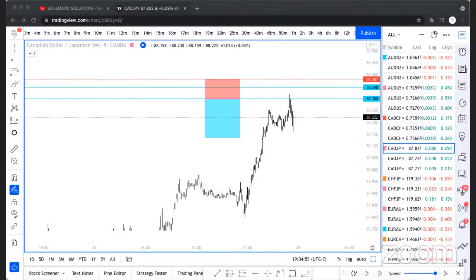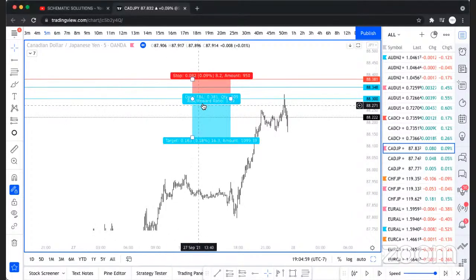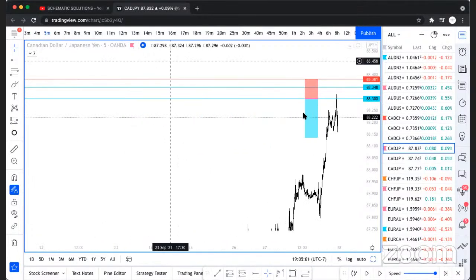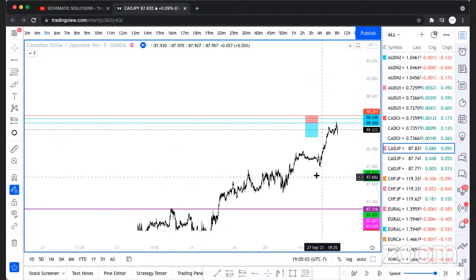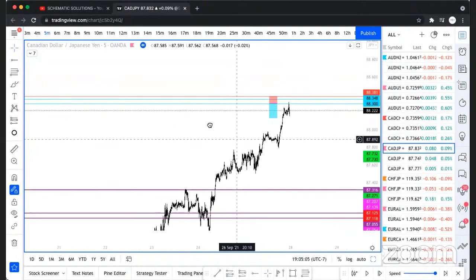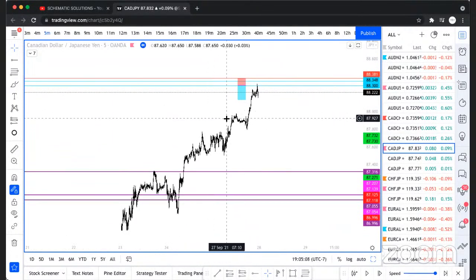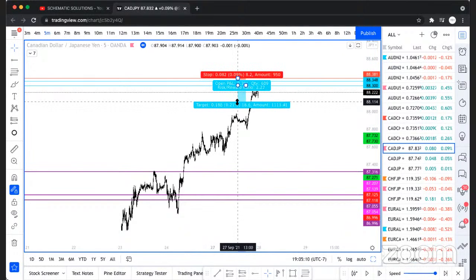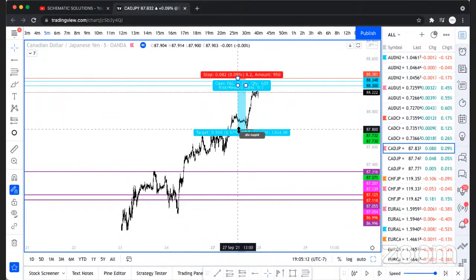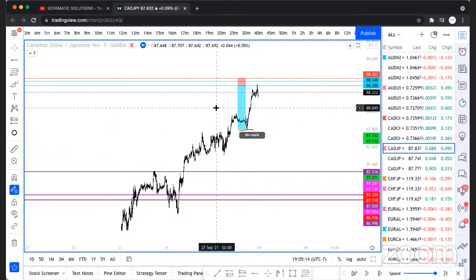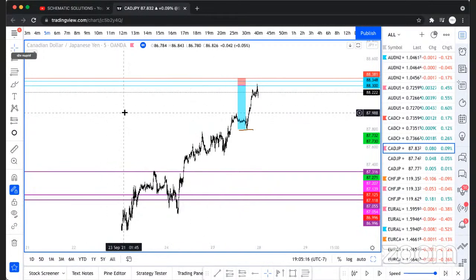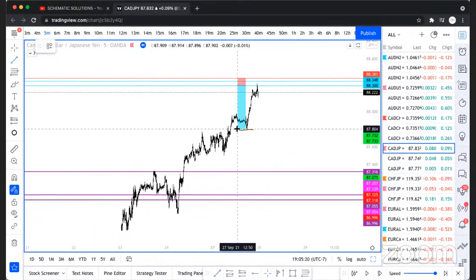Okay. So first things first, based off of us being tapped in, we could zoom out a little bit. When are you looking to take your first partials? How are you looking to manage this trade? Right here. Perfect. So first partial is about a 1 to 6. Yeah. Nice. So now where's your second partials? Probably right here.